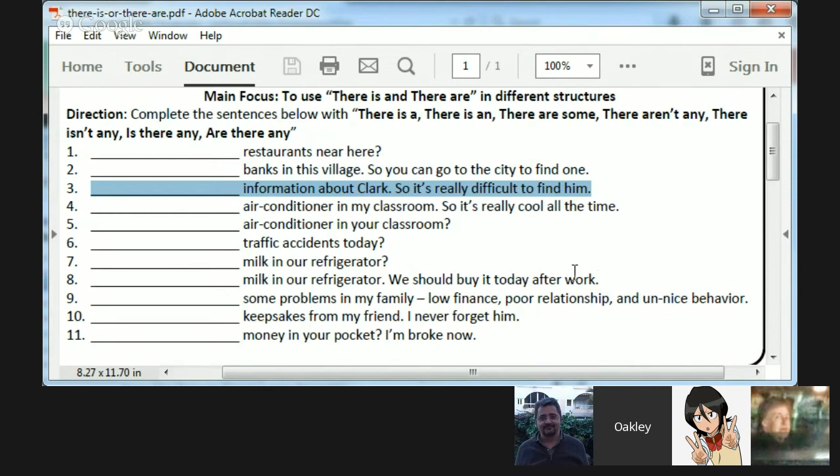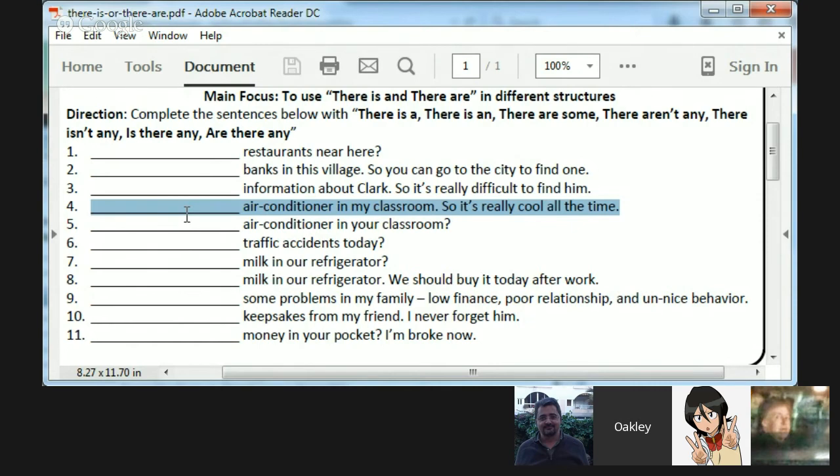There isn't any information about Clark, so it's really difficult to find him. Very good. Information. Again, you get them all, Ken. It's just an accident, but Ken gets every uncountable one. Again, uncountable. So uncountables are considered as singular. Great job.